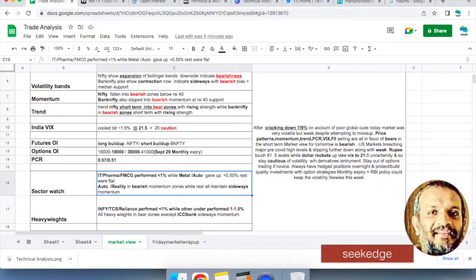Sectoral performance too: if you see, IT, pharma and FMCG performed less than 1%, metal and auto gave up less than 0.5%, rest are all flat. Auto and realty are in the bear zones actually. Auto is one of the leading sectors now from the daily short-term momentum perspective. It's in the bearish zones, and all others are maintaining sideways momentum on the daily charts. All of the major sectors that we are talking about, right?